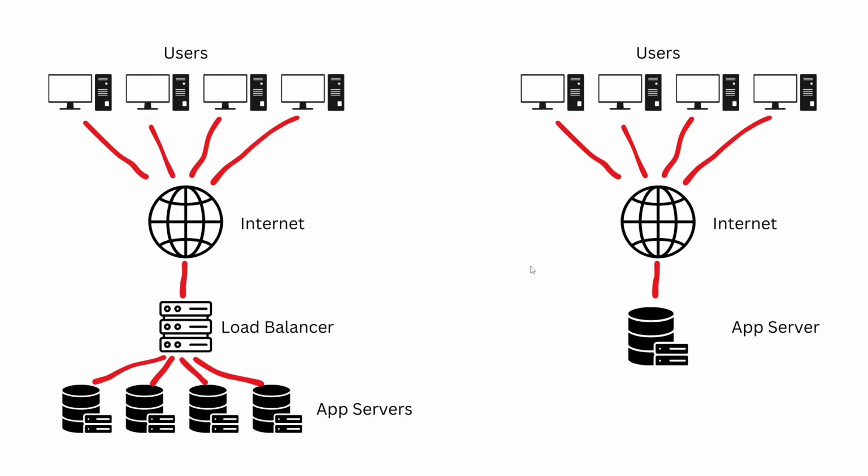Let's look at the right here. So, let's say you have 4 current users, or however many you want them to represent. They will all connect through the internet to your app server on the backend. Now, this is all fine and dandy if you have 4 users and a large enough server, but now let's say you've got 400 users, 4,000 users, 400,000 users.